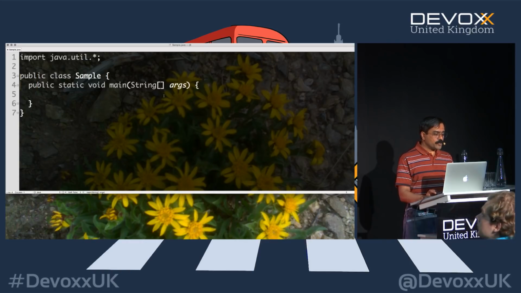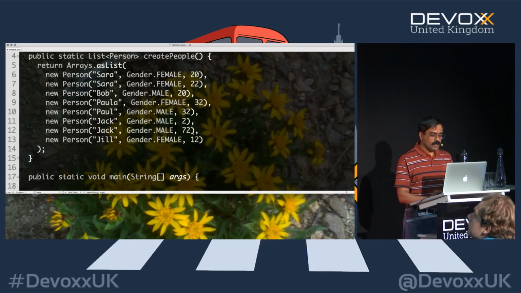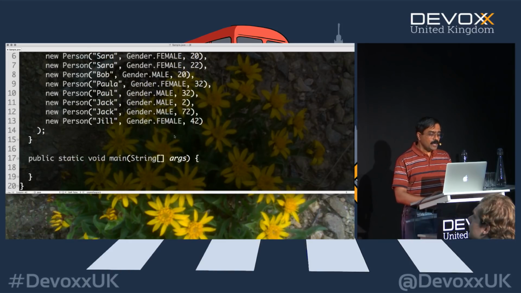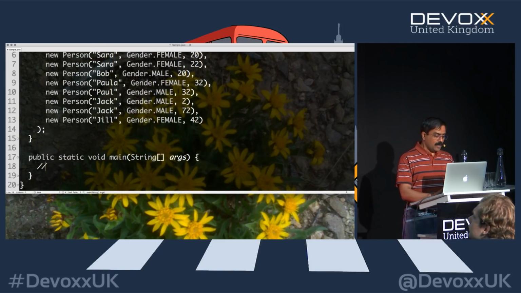Let's bring up a little example of a create person, and the create person has a bunch of people. Let's make Jill a little older here for a second. Now you have Sarah and Sarah, who are 20 and 22. Bob and Paula, 20 and 32. Paul is 32 like Paula is. Jack is 72. Jill is 42. Let's say over here, find the first lady who is older than, let's say, 30.